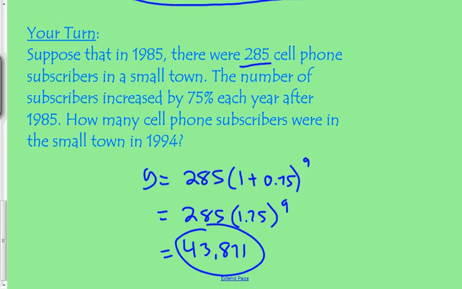All right, so I just used the formula, plugged in the starting point, plugged in the rate, and plugged in the number of years, and I ended up getting 43,871 cell phone subscribers. Now we have to put this back in perspective. That is a huge growth, but if you're growing that much each year, then yes, this would be correct.